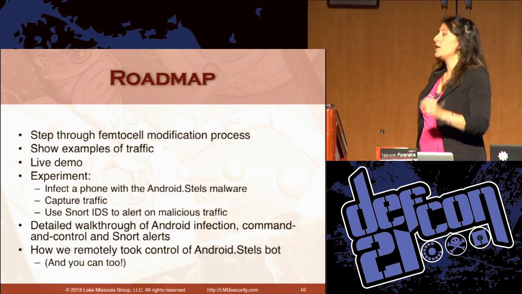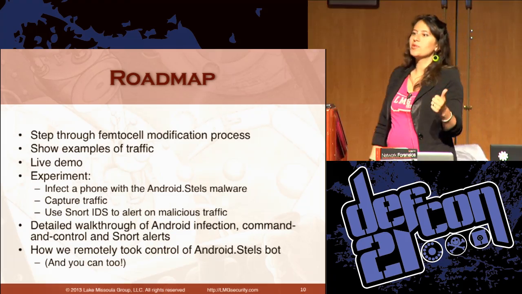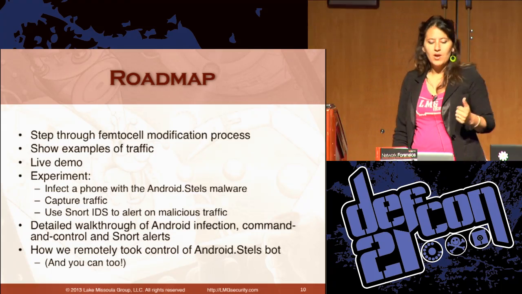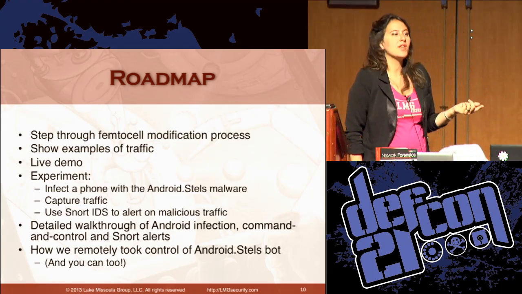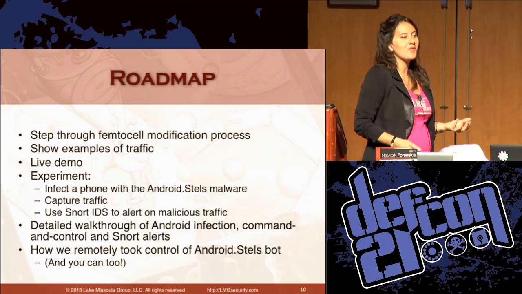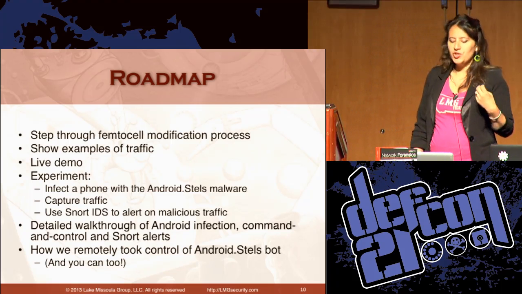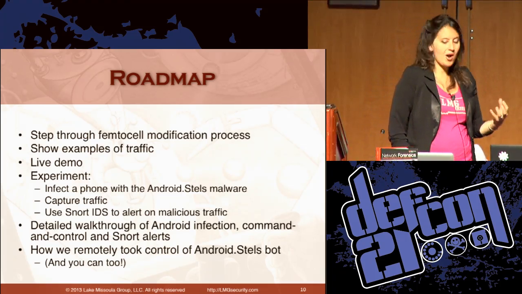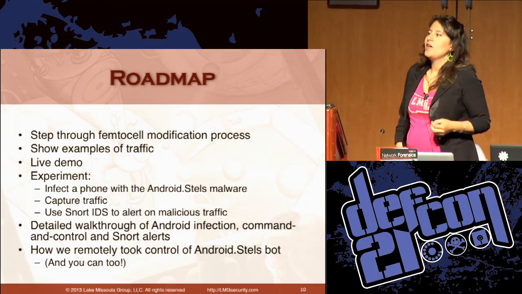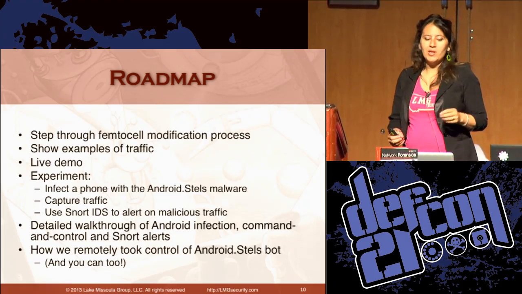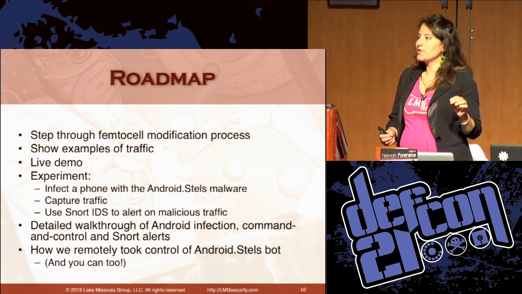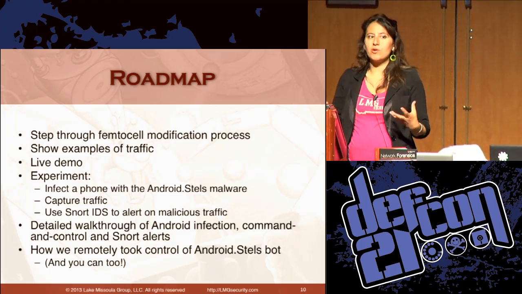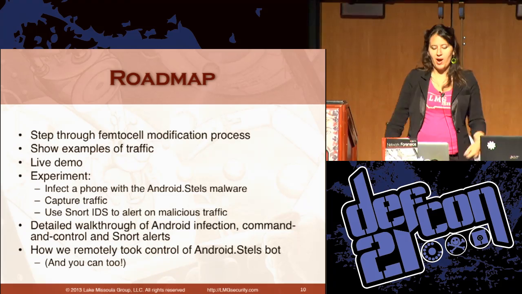So our roadmap for today: number one, we're going to step through the femtocell modification process and show you how we did it so you can do it yourself. We're going to show you examples of cellular traffic. We learned some interesting stuff from poking around. We're going to do a demonstration in which we actually boot up the femtocell and show you how it gets modified in real time. And then we're going to show you a little video of our experiment in which we infected a phone with the Android Stealth malware, captured the traffic, and then used the Snort IDS to alert on malicious traffic. So you'll see those alerts pop up.